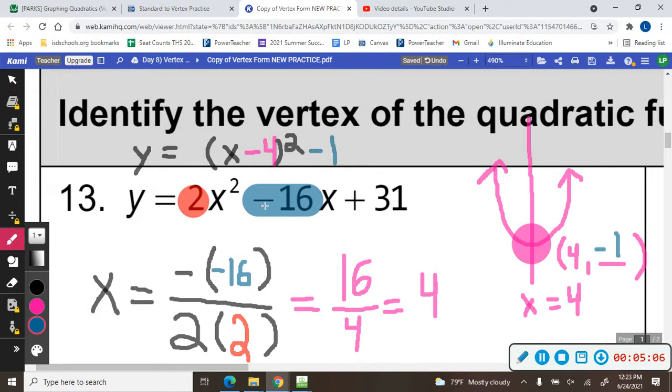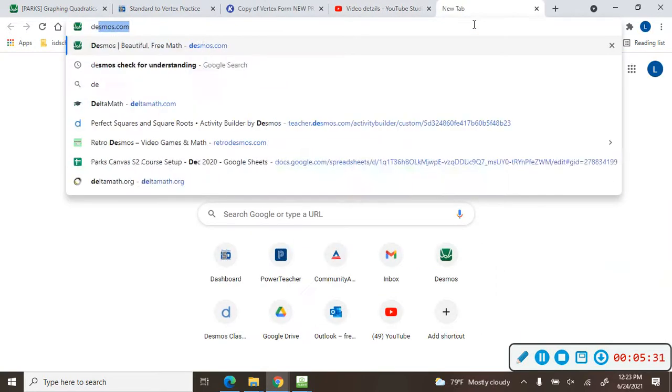And if you were to compare those two graphs, you would see they have the same vertex, except this one is skinnier. And so the thing kids forget is this is very important for the size of your graph, the vertical dilation. So I also need to put the 2 up here. So now I have vertex form, I have the vertex, and I have standard form. Now I'm going to type all this into Desmos and compare.